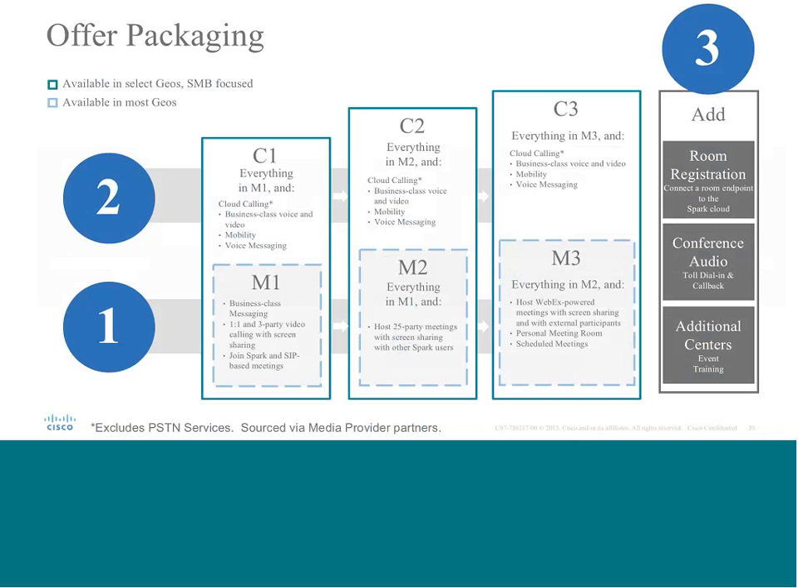So M1 is that basic messaging, three-party video calling and screen sharing, and also the ability to moderate Spark rooms. M2 adds the ability to expand those inside Spark meetings to 25 users, and M3 adds in the full power of WebEx-powered meetings, including WebEx collaboration meeting rooms for video conferencing integration for a seamless, unified meeting platform.